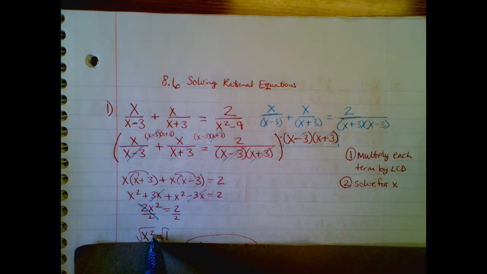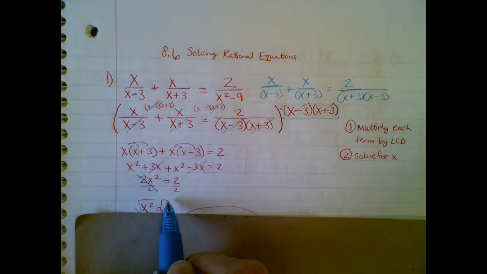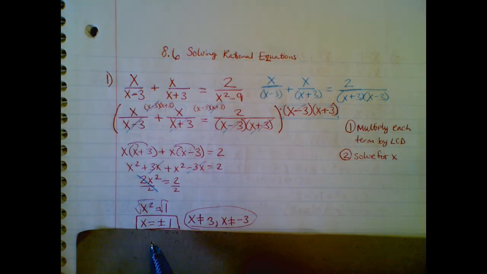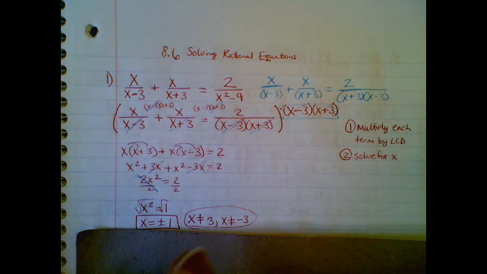And then, how we undo to the second power, we take the square root of both sides. Those cancel out, so we get x equals the square root of 1, which is just 1. And we need that plus or minus sign there. Because this was to the second degree, we know we're going to have two solutions. So we have x equals positive 1 and x equals negative 1.